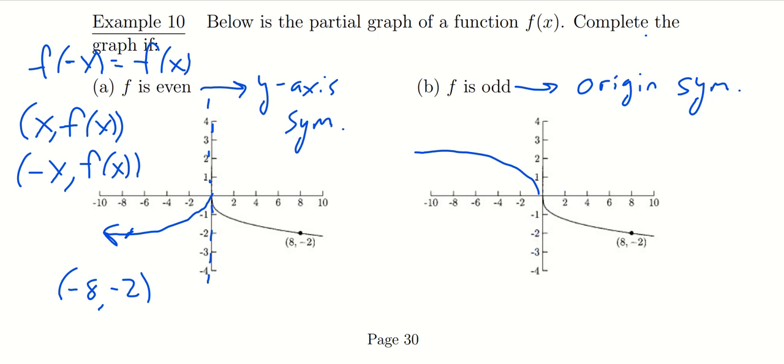An easy way to determine what kind of points you end up getting on this graph: if we know that the point 8, negative 2 was on the first part of it, then the other one, which is going to be negative 8, positive 2, will be on this. An easy way to think of it is that x and y both change sign. So the positive 8 becomes a negative 8, the negative 2 becomes a positive 2, and this will be a graph that has an origin symmetry.